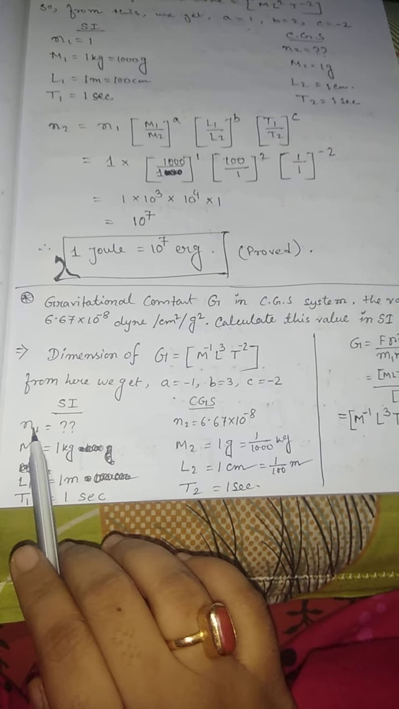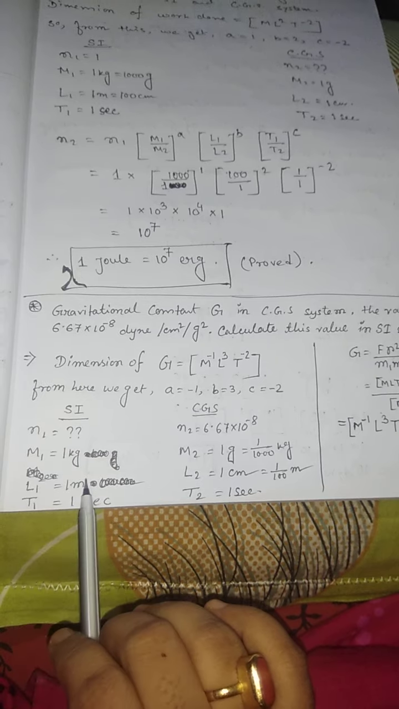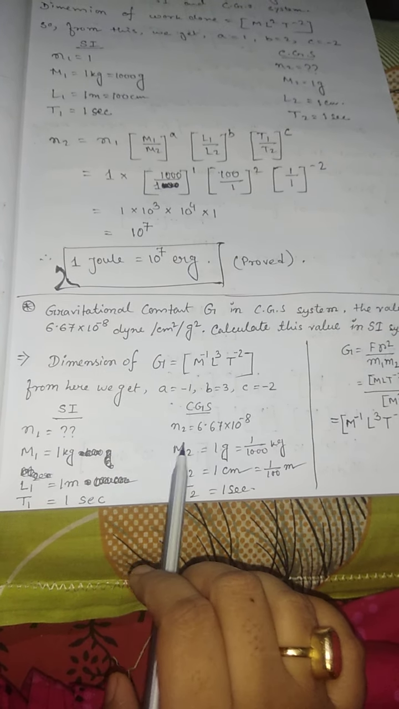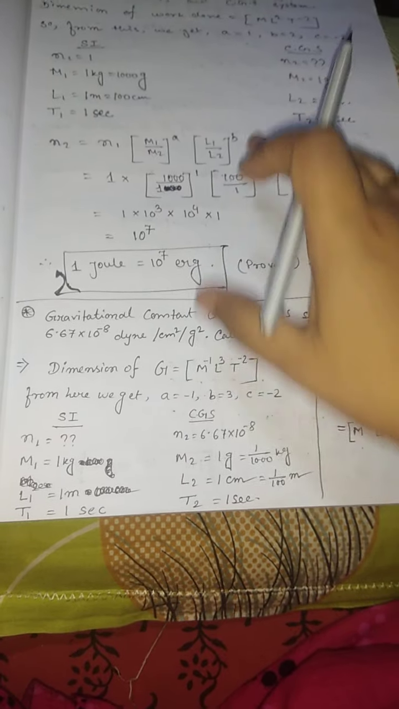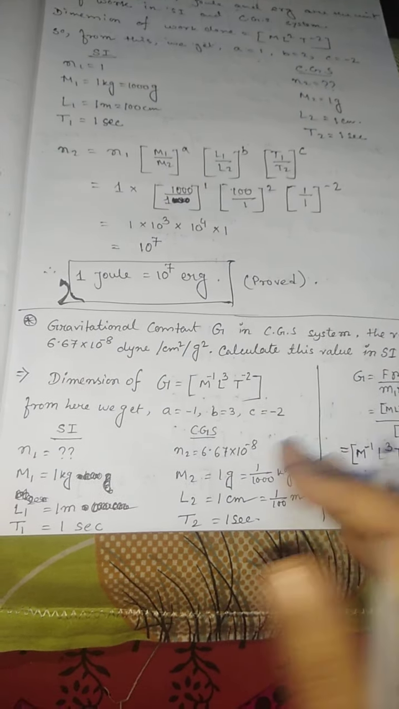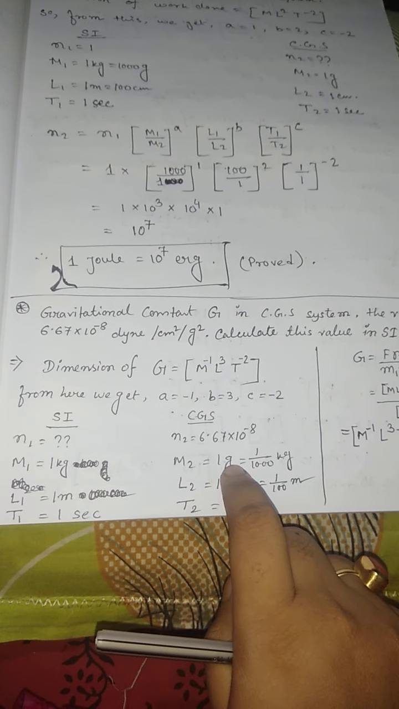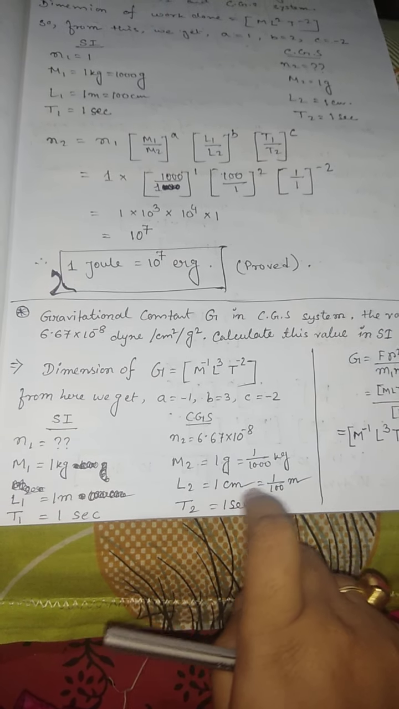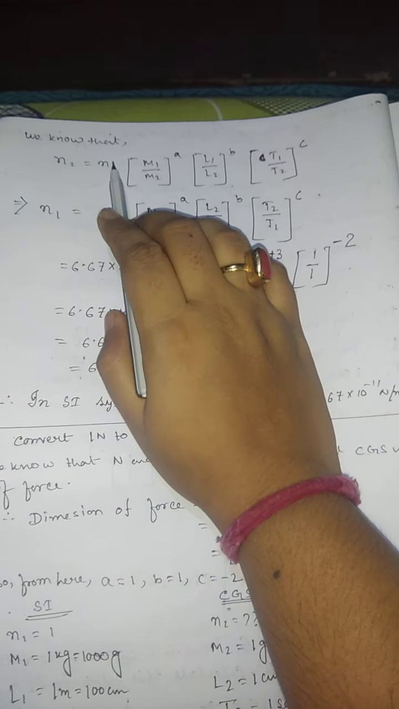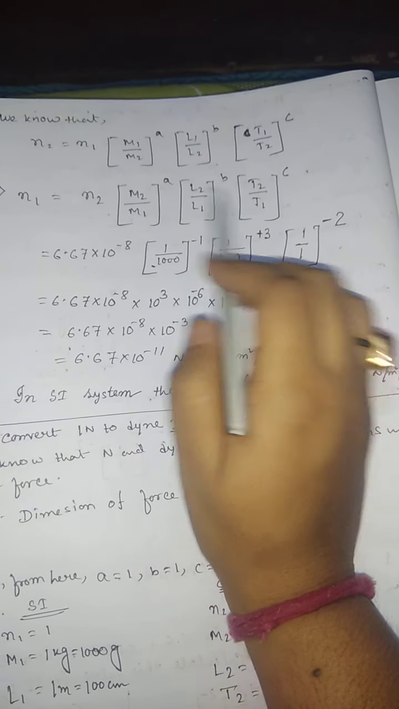Now SI and CGS. In SI, N1 we don't know, N2 we know, it is given. M1 equals 1 kg, L1 equals 1 meter, T1 equals 1 second. Here we convert, okay, in two ways I will show you, in any one process you can use any one conversion. Either you convert kg to gram or gram to kg. So here I convert gram to kg, and that's why 1 by 1000 kg, 1 by 100 meter, and this is 1 second. So now we use the formula, this one, we know that. Because here we find out N1, so N1 equals N2 into just the opposite, M2 by M1, L2 by L1, T2 by T1, and we know the A, B, C values.